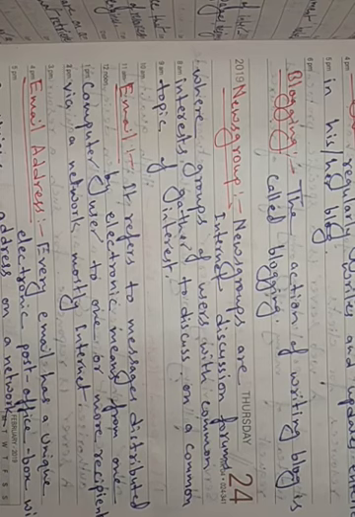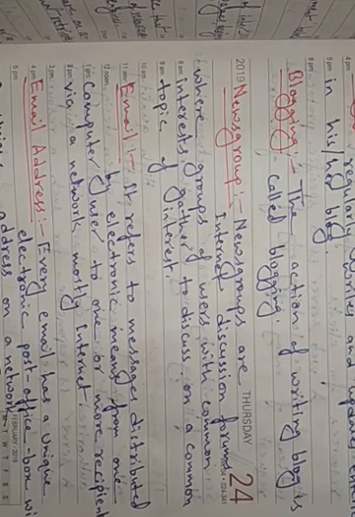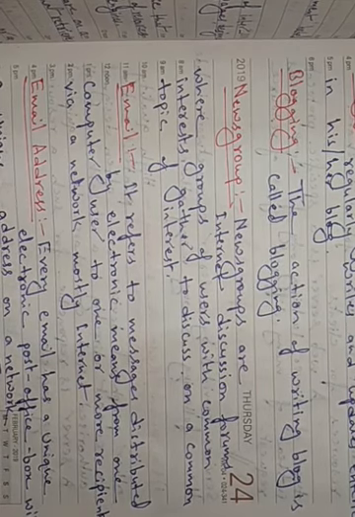Next is email. Email stands for electronic mail. It is a message distributed by electronic means from one computer user to one or more recipients via a network, mostly the internet. Email is so popular today because within a second we can send any message to any part of the world. With the traditional system, it takes a minimum of 2 or 3 days to reach the destination.